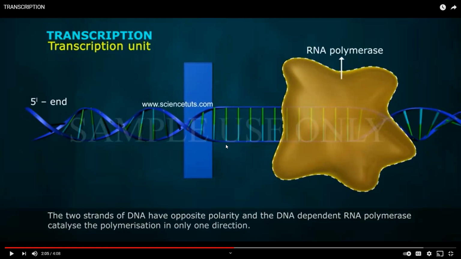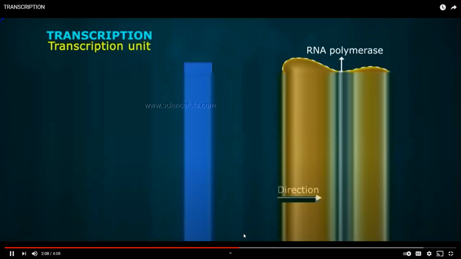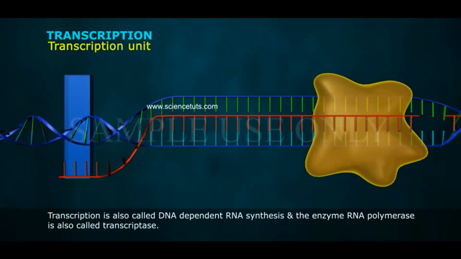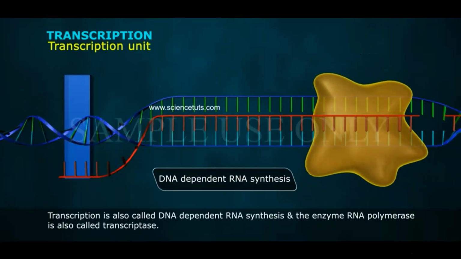I told you, DNA-dependent RNA polymerase. You remember that? Why is it called DNA-dependent? Because RNA is dependent on the DNA. This mRNA is coming from the DNA, so of course it should be DNA-dependent. Transcription is also called DNA-dependent RNA synthesis.